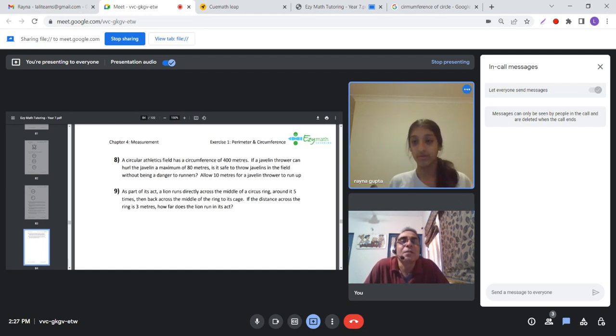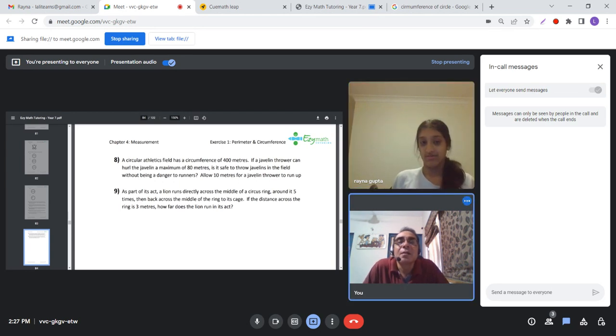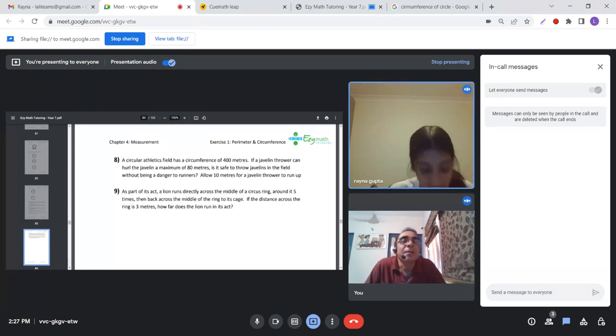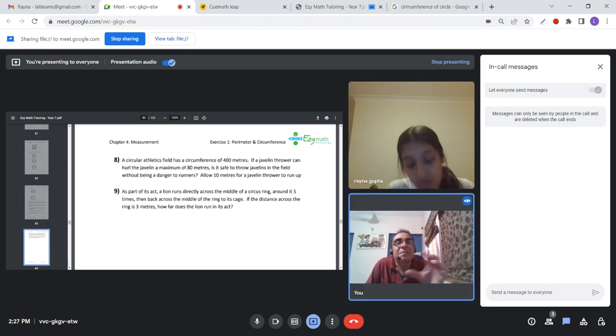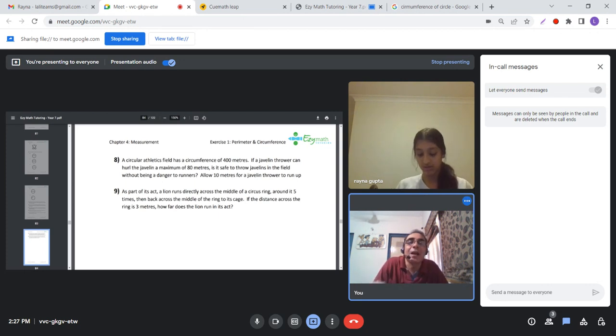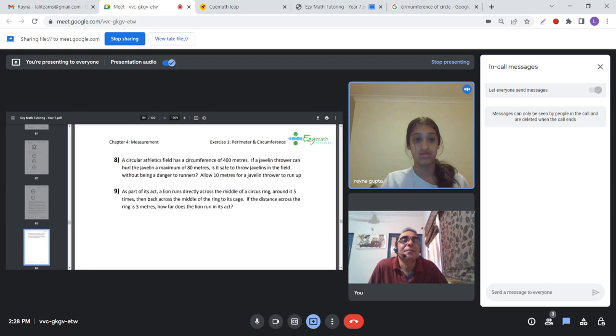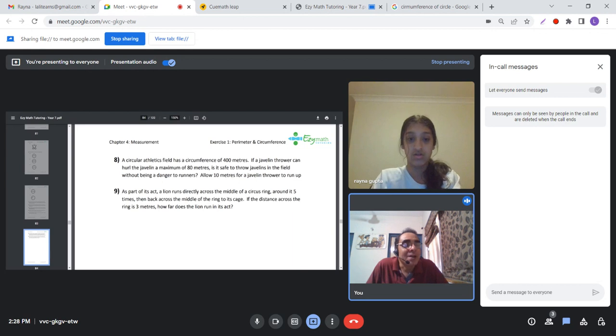Just mental work. A circular athletic field. Circumference is given over there. The javelin thrower can hurl the javelin a maximum of 80 meters. That means the javelin is expected to fall inside the circle. That is one condition. Second condition, at least 10 meters for the javelin thrower to run. So, how do you find this? Circumference 400 meters. First, what are you going to find?